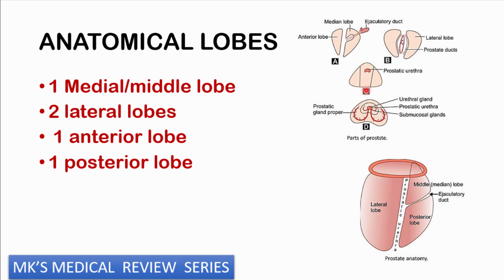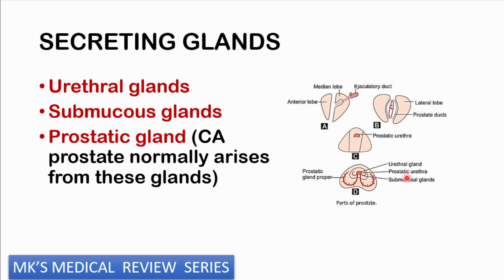As you can see in this diagram labeled D, you have the different glands that are present in the prostate, which I will mention in the next slide. And here are the other lobes. So the lateral lobe, the posterior lobe, the middle lobes. Remember that you have 2 lateral lobes. You also have an anterior lobe, you have a posterior lobe, and you have a middle or a median lobe. And of course you have the ejaculatory duct and the prostatic urethra right there in the middle.